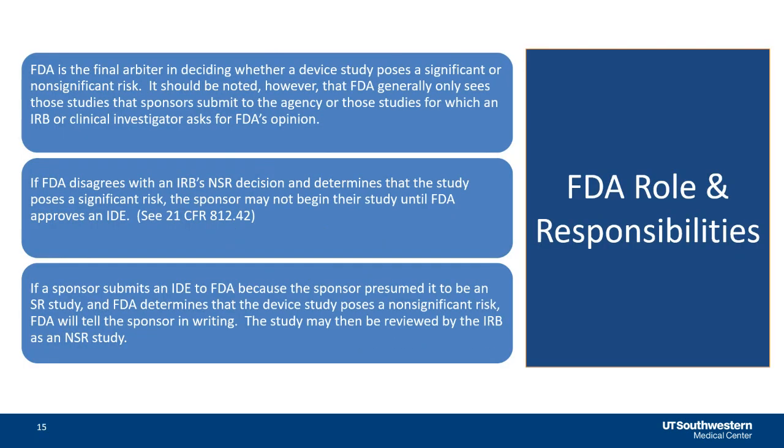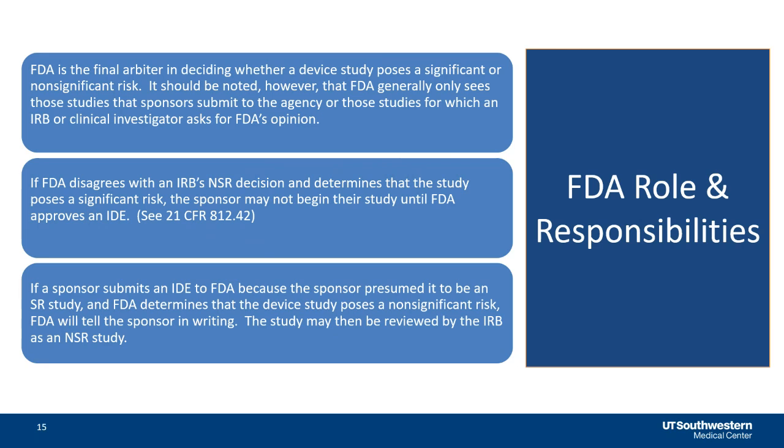Now let's quickly cover the FDA's responsibilities when research involves non-significant risk and significant risk devices. It should be no surprise that the FDA is the final arbiter in determining whether a device study poses significant or non-significant risk to study participants. It is important to note that the FDA only sees those studies for which sponsors submit to the FDA, or for those studies where the sponsor and/or the IRB requests the FDA's opinion.